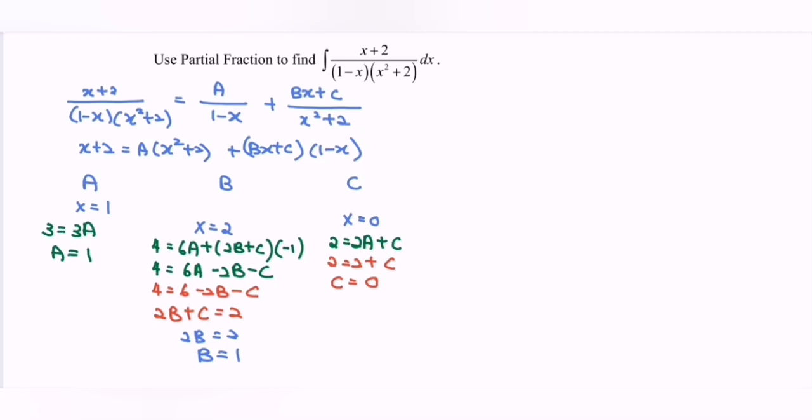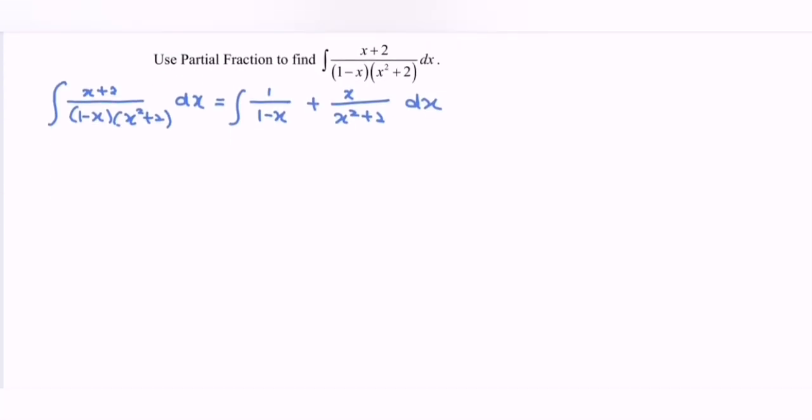Rewrite the expression: (x + 2) over (1 - x)(x^2 + 2) is equal to 1 over (1 - x), plus x over (x^2 + 2). So here we have the partial fractions.